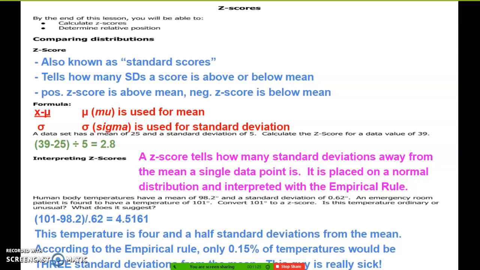According to the empirical rule, only 0.15% of temperatures would be 3 standard deviations or more above the mean. Okay, he's 4.5 standard deviations from the mean. So his temperature is extremely unusual. He's very sick.